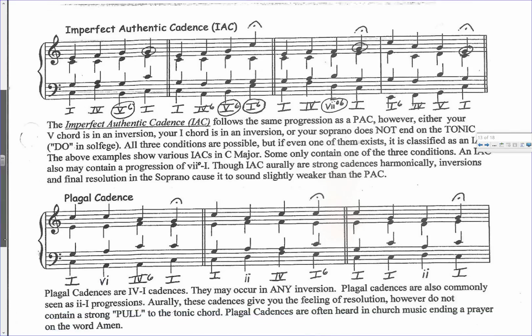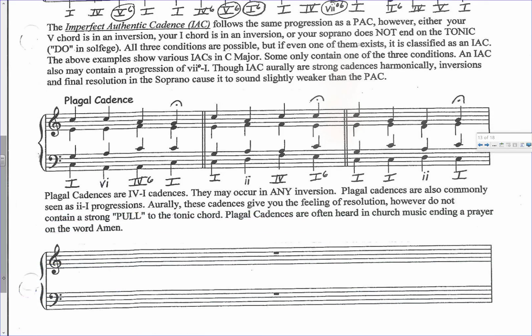Then there's the Plagal cadence. Plagal cadences are 4 to 1 cadences. It's important to note that Plagal cadences may occur in any inversion. Plagal cadences are also commonly seen as minor 2 to 1 progressions. Aurally, these cadences give you the feeling of resolution, however, do not contain a strong pull towards the tonic chord.